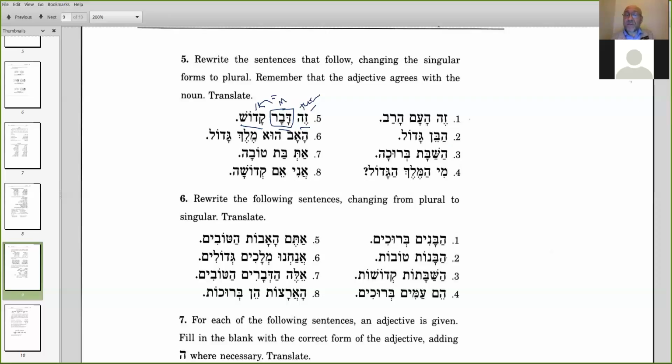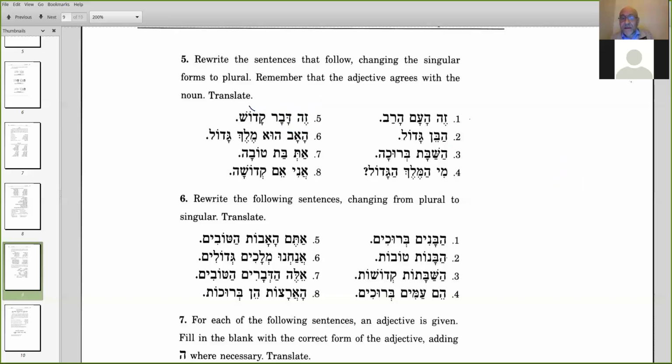So they want us to make this plural. So we're going to have Ela, okay? Okay, Ele. Okay, so that's these, and we're going to make this, davar, say davarim. I'm not going to write that out, but that's the answer. And kadosh has to be changed to kadoshim. Okay, so that's what's happening there.